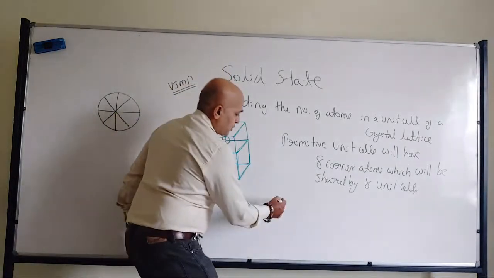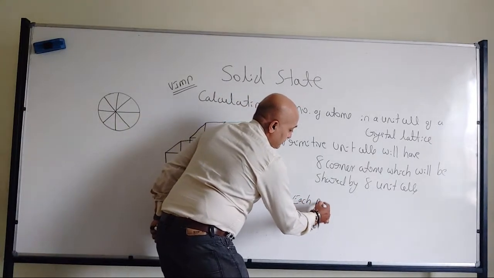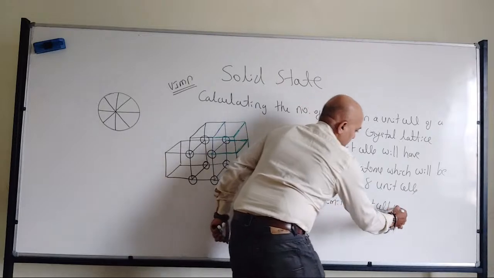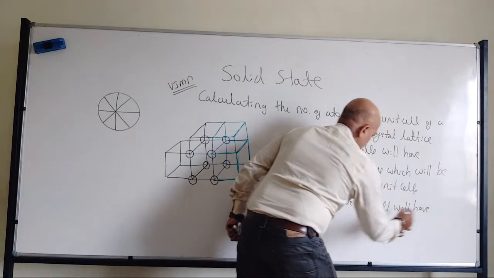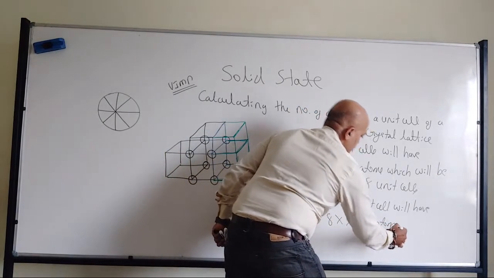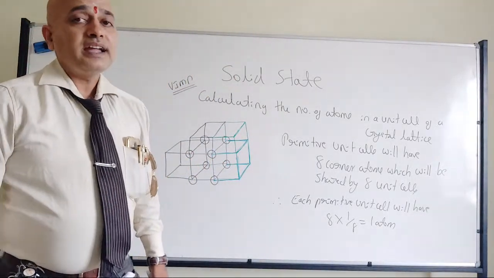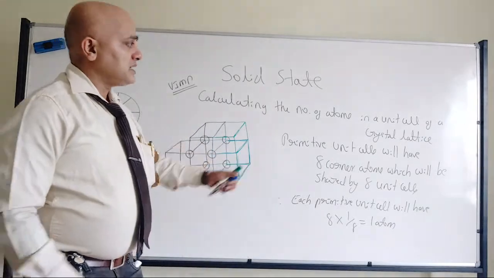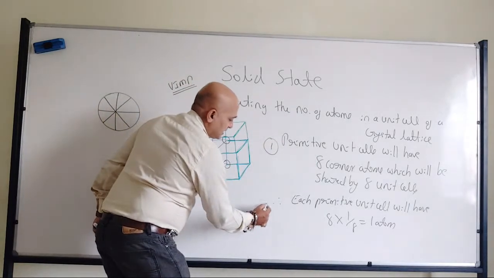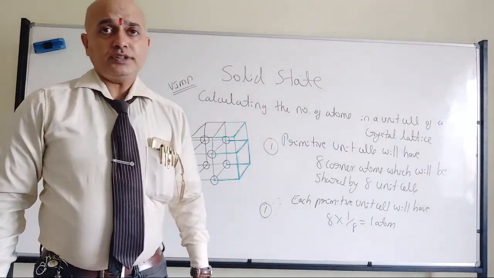So therefore, each primitive unit cell will have 8 into 1 by 8 is equal to 1 atom. That should be the answer. So the first 1 mark will be given for whatever you have written, and another 1 mark will be given for your final answer. So that's how 2 marks will be distributed.